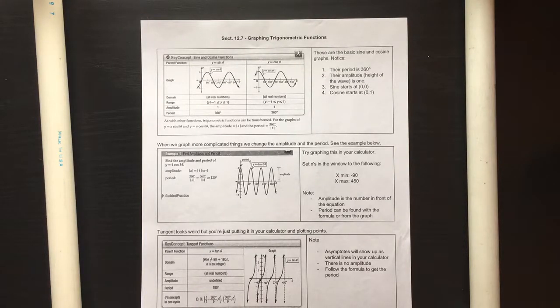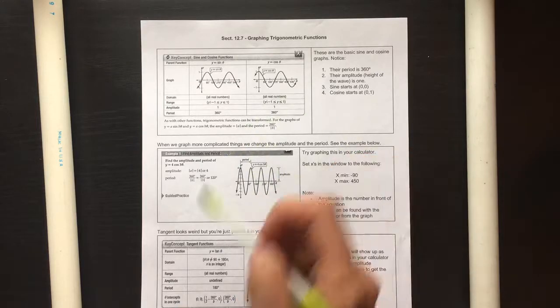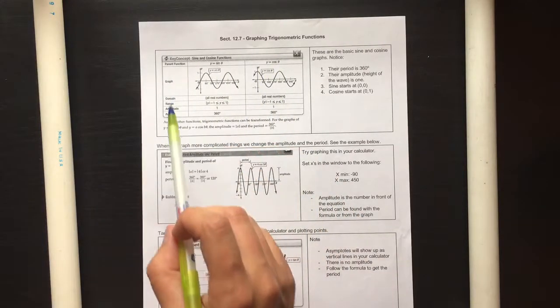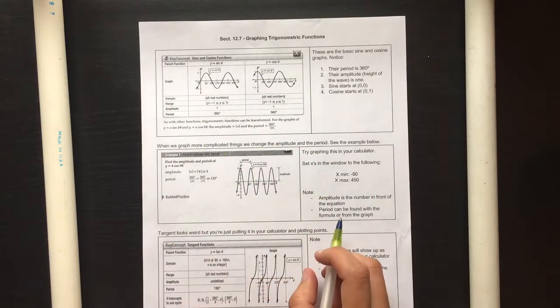Mathematicians. Today we are working on section 12.7, which is graphing trigonometric functions. So Mr. Cresswell has given you this nice notes handout, so you don't even need to take a lot of notes today. But everything on here is really important, so I'm just going to talk about what is on this sheet. So this first chart we have is super important.